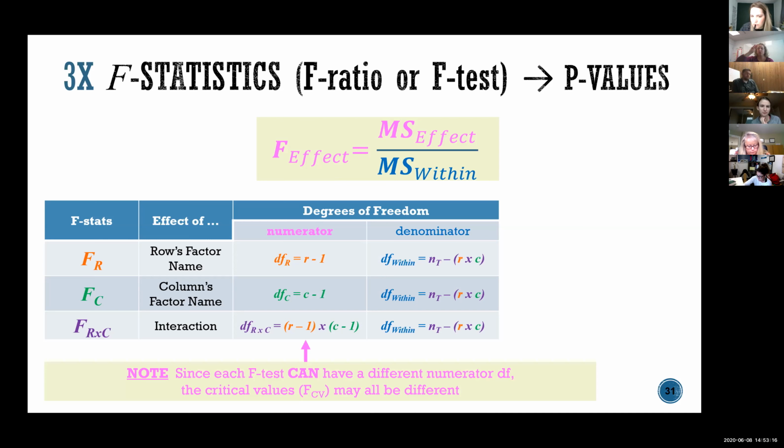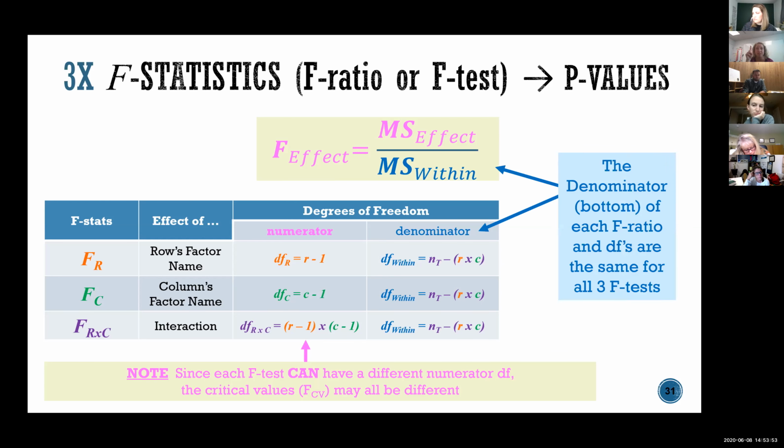Now, for those 3 different F statistics, all of them have the same bottom of the fraction, so all of them have the same denominator degrees of freedom. But all of them have a different numerator on top, so all of them have a different numerator degrees of freedom. So this is one place where you have to be careful when you're looking up your critical values. You might have to look up a critical value for your row variable and a different critical value for your column variable. But be careful with your degrees of freedom because it's not necessarily the same. But the denominator is always the same, the bottom.